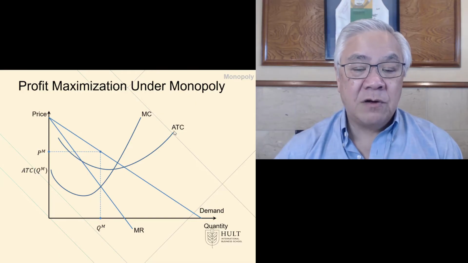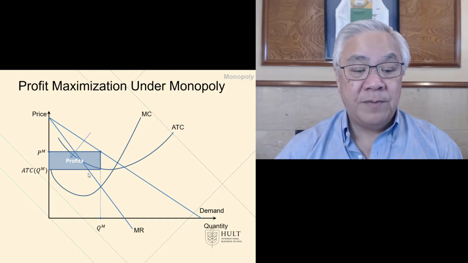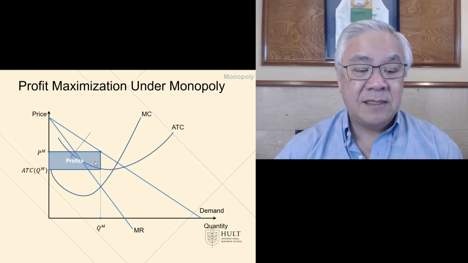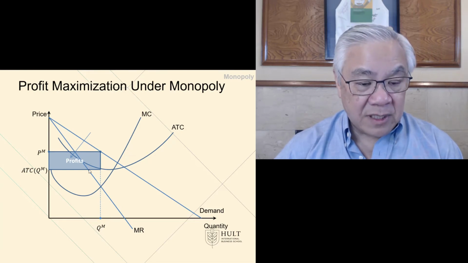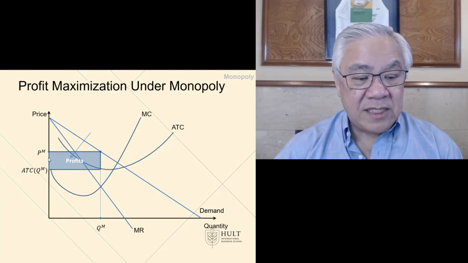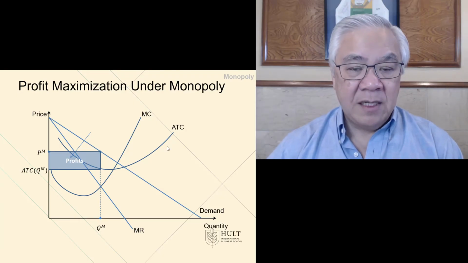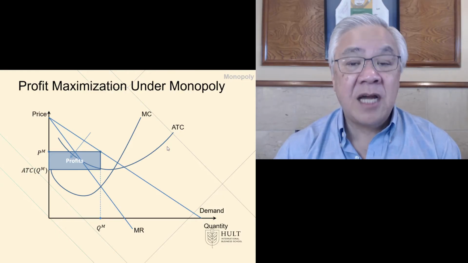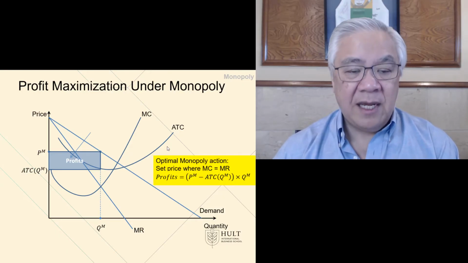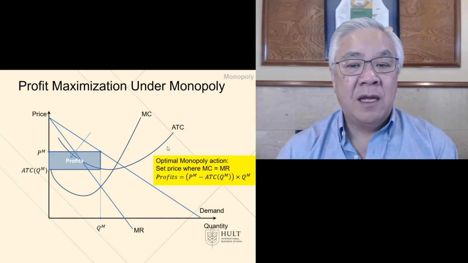And if the average total cost has this shape, then we could look at profit because the big rectangle, price times quantity, is revenue. This rectangle down here is cost, which squeezes out this shaded region, which is profit. So the thing to remember is the price minus the average total cost times the quantity equals profit. And that's the relationship we're going to be looking at as we evaluate the different options available to a monopoly.